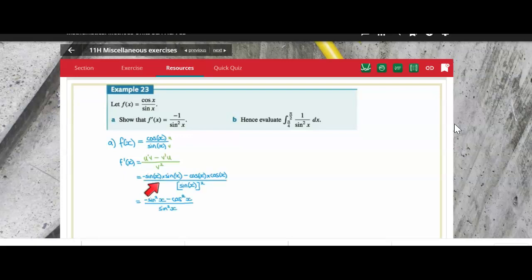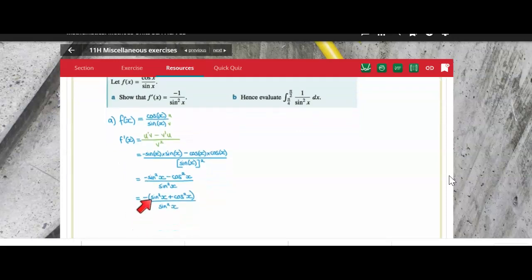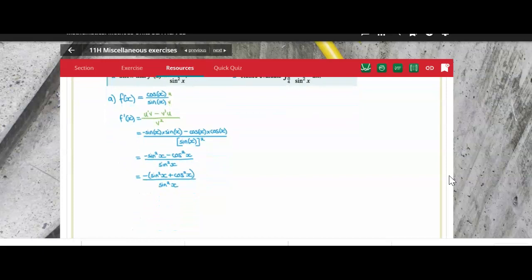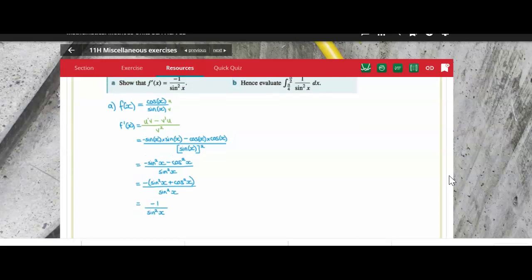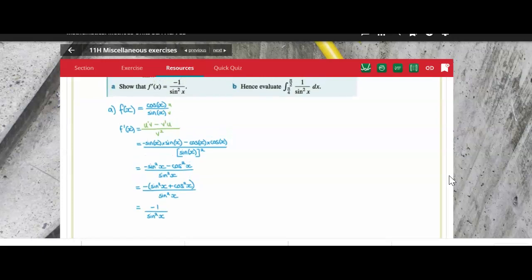When I tidy this up, I end up with negative sine squared x minus cos squared x, all divided by sine squared x. Now the question gives you a bit of a clue as to where we're heading with this numerator here. If I pull out -1 as a common factor here, you can see I create sine squared x plus cos squared x, and now I can replace that expression there with 1. And thus I now have what the question has asked of me, which is the derivative of cos x over sine x.